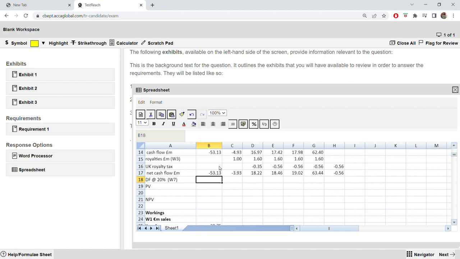So now we are going to put the discount rate in the table. It will be 1 for year 0, 0.833, 0.694, 0.579, 0.482, 0.402, and 0.335. So now what? Now you just need to multiply this by the discount factor. That's it. And drag it to the other cells. Drag it to the other cells and see.